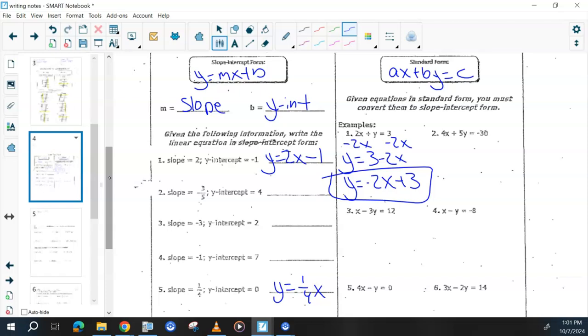Well, we're going to refer back to that, right? That ax plus b. Yeah. So these are all in this form.